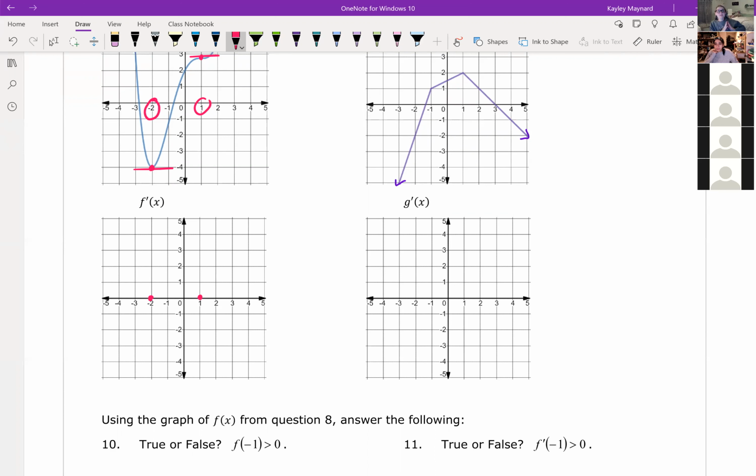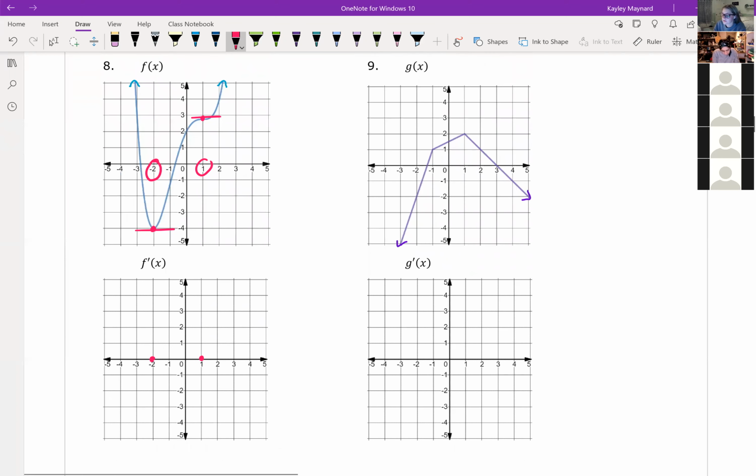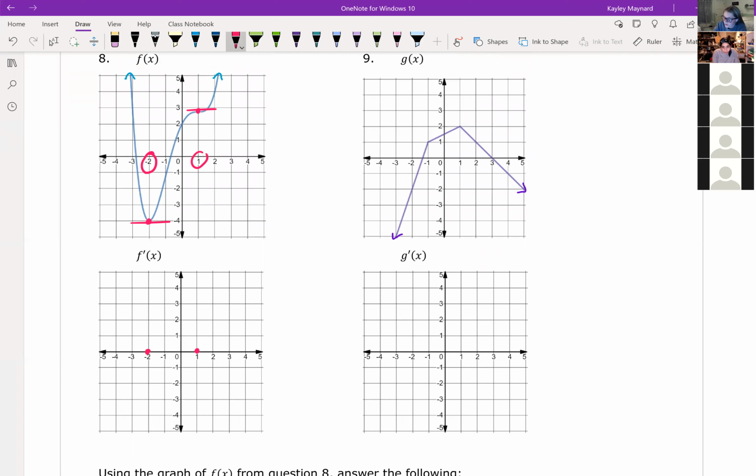So the derivative also will tell you where your function is increasing or decreasing. Something that's helpful to know for this is that if your original function, f of x, is decreasing, your derivative will be negative. So I'm going to write this down because this is very important for doing these problems. If f of x is decreasing, f prime of x will be negative. If f of x is increasing, f prime of x will be positive.